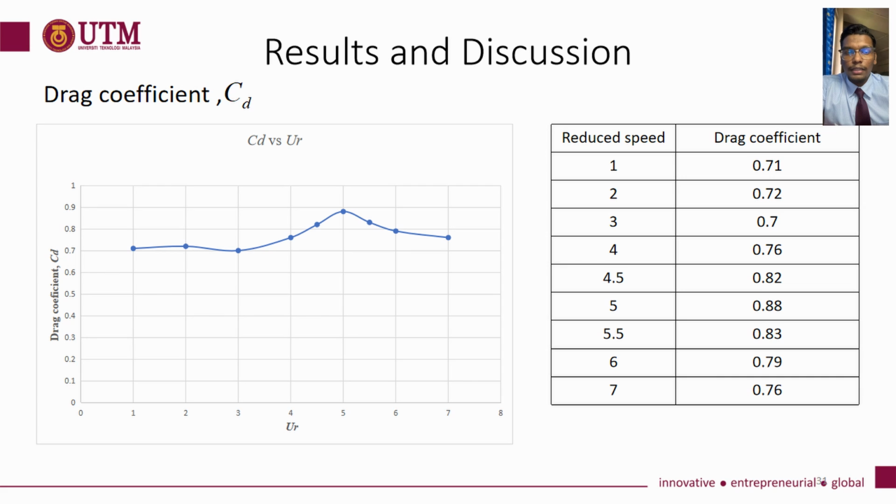Firstly, we can take a look at the drag coefficient obtained from the simulation results. From the plot of drag coefficient against the reduced velocity, we can see the trend of the drag coefficient against the reduced speed. It is clear that there are not many changes in the values of drag coefficient when the reduced speed increases. However, when the reduced speed is more than 4, the values of drag coefficient increase and peak at reduced speed equals 5. And when reduced speed is more than 5, the values of drag coefficient decrease.